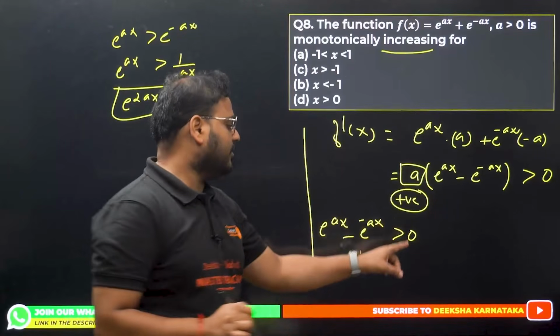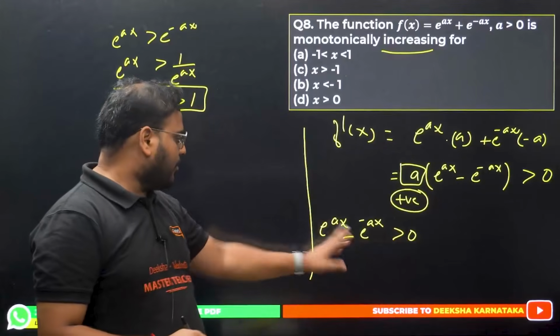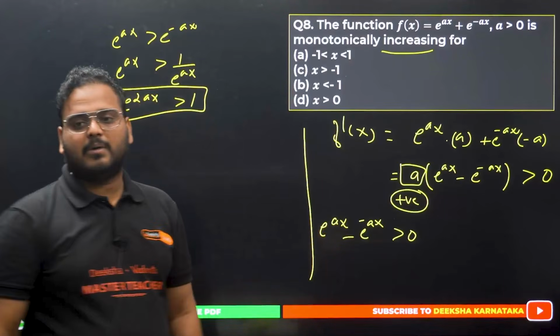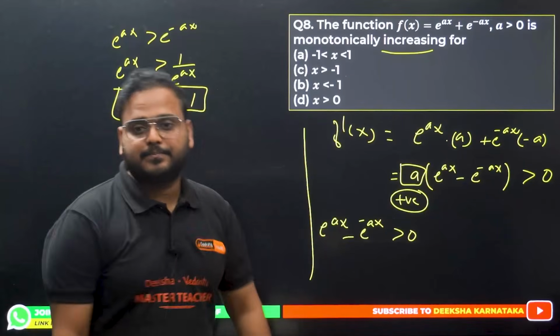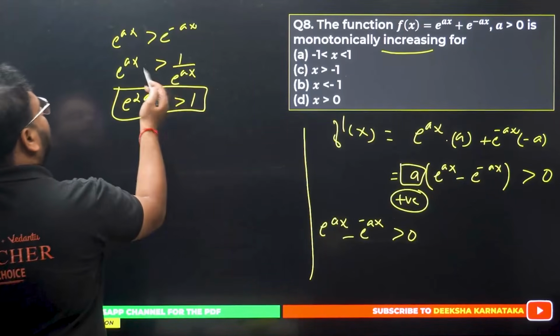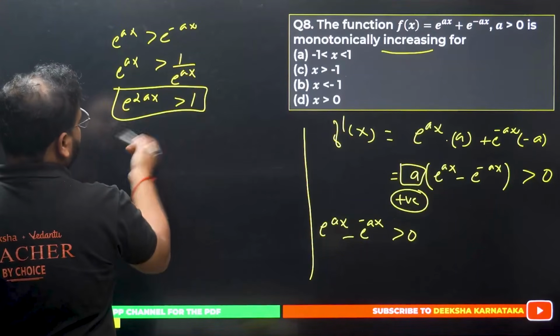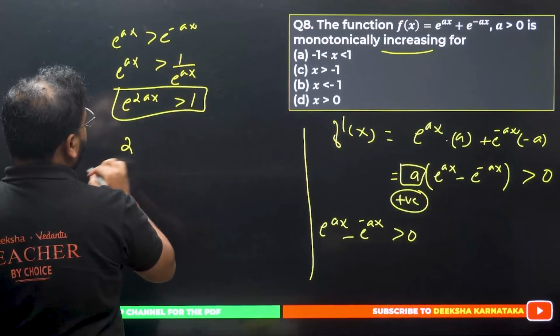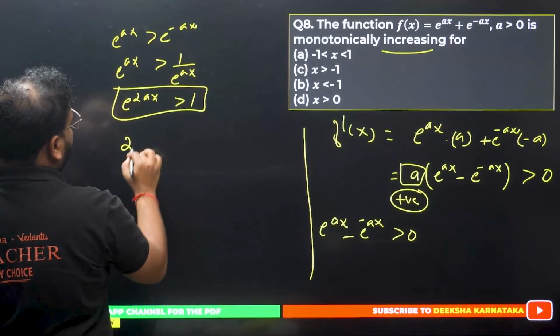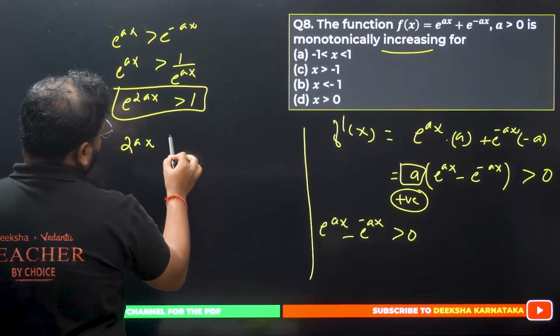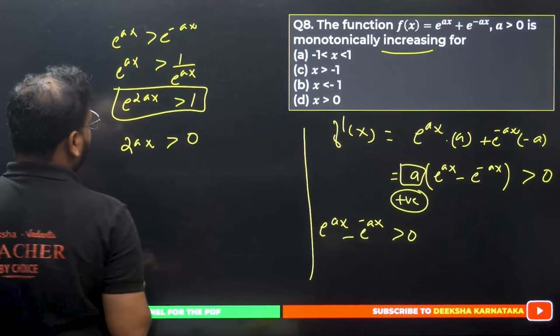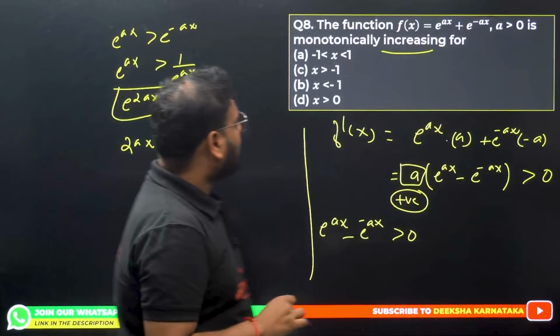I've taken this over here. If you want, you can take e power ax common over here, e power 2x also, it becomes the same thing, okay? I'm getting e power 2ax more than 1. All right. Then what? Apply log on both sides. You get 2ax left over here. And this will become more than 0.